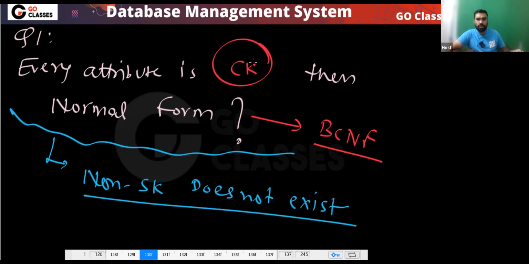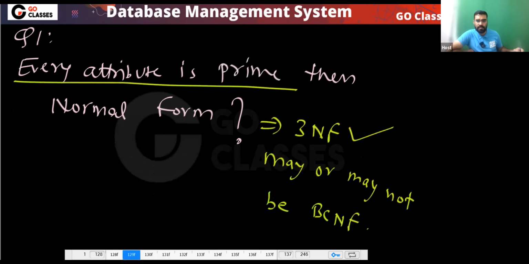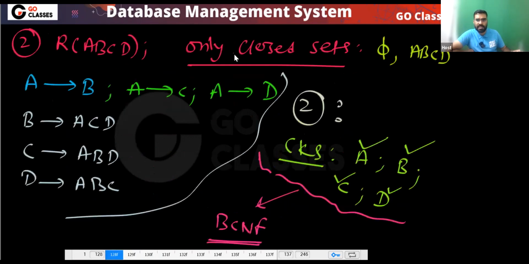You can't even create a non-super key. Whatever you create, that will be a super key. Non-super key does not exist. If every attribute is a super key, then the same argument applies. So this was the second question.